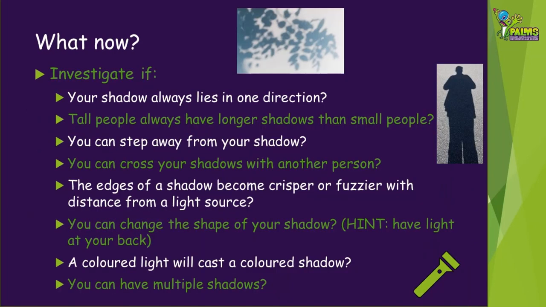Now that you've tried these ideas, there's lots of other things you can investigate about shadows. You can investigate if your shadow always lies in one direction. Also, if tall people always have longer shadows than small people. Can you step away from your shadow? You can investigate if you can cross your shadows with another person. You can also investigate if the edges of a shadow become crisper or fuzzier with the distance away from a source of light.